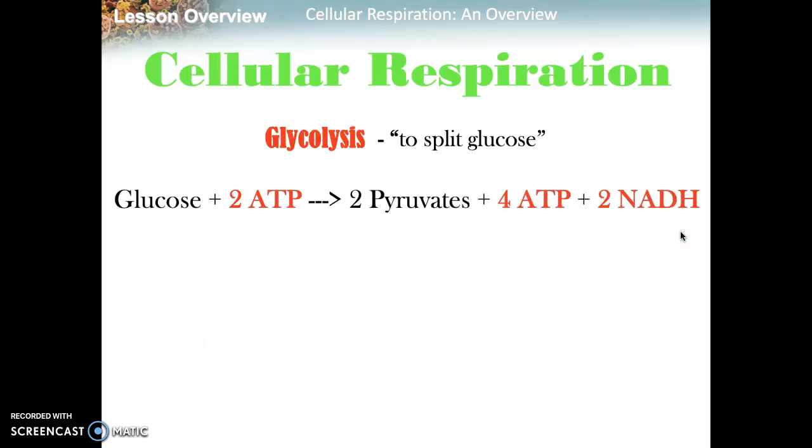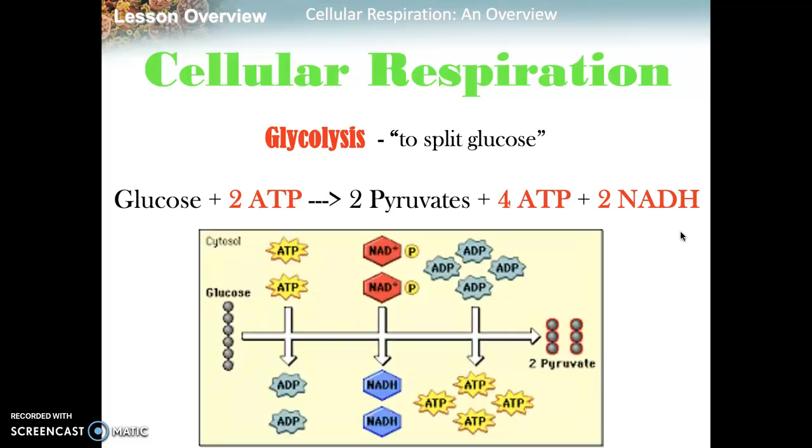So, glucose plus 2 adenosine triphosphates will produce 2 pyruvates, 4 adenosine triphosphates, and 2 NADH molecules. Again, our short-term energy molecules. And we can see here what is happening during this process. So, that is the overview of glycolysis. So what happens next? We will see on the next slide.